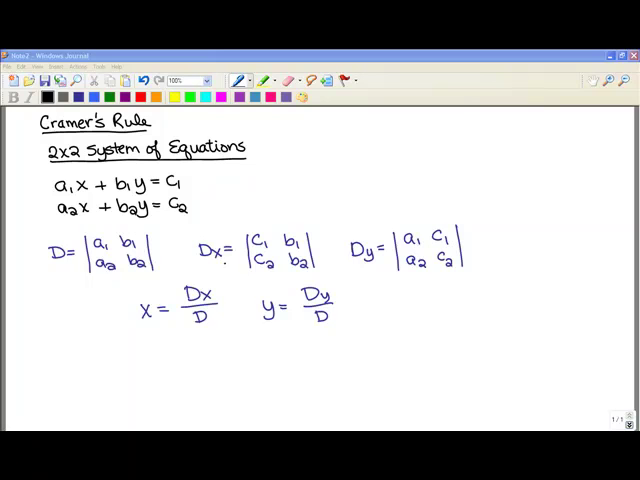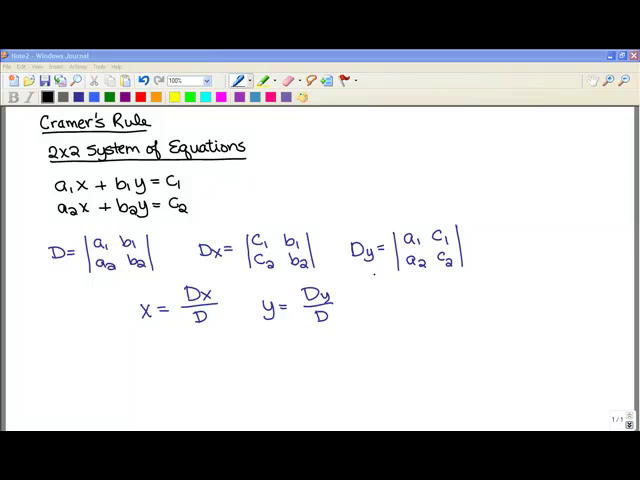Then we calculate another determinant called d sub x. This determinant contains the constants c1 and c2, which are located on the right side of the equations, and also the coefficients of y, b1 and b2.